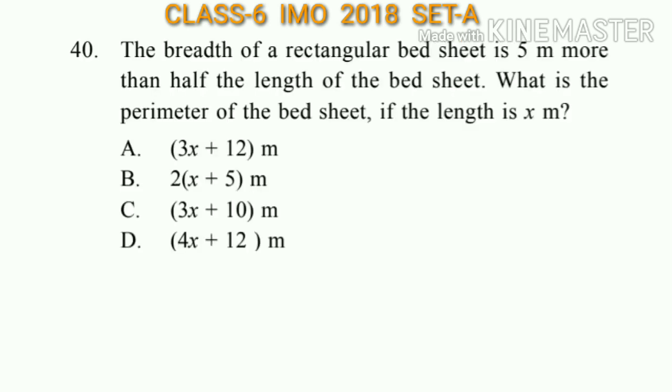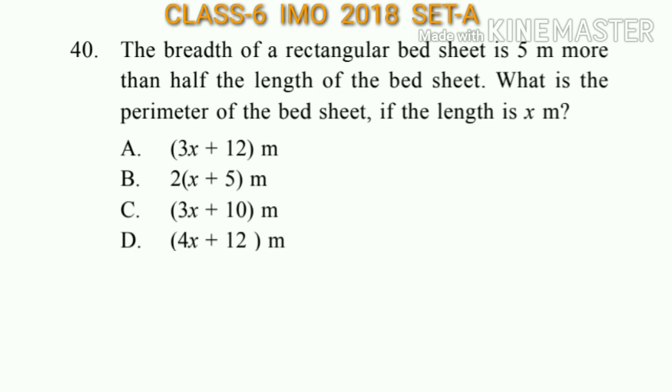Now question number 40. The breadth of a rectangular bedsheet is 5 meter more than half the length of the bedsheet. What is the perimeter of the bedsheet if the length is x meter?